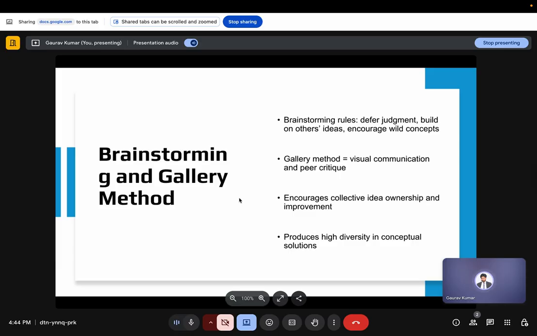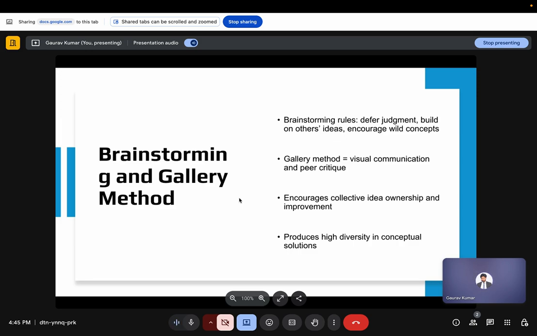Next one is brainstorming and gallery methods. Brainstorming generates the raw material. Rules: defer judgment, build on ideas, protect flow, and time-box, which promotes sustained energy.